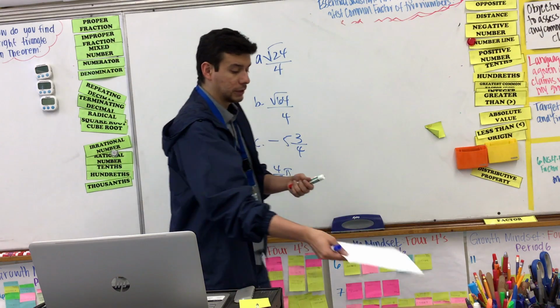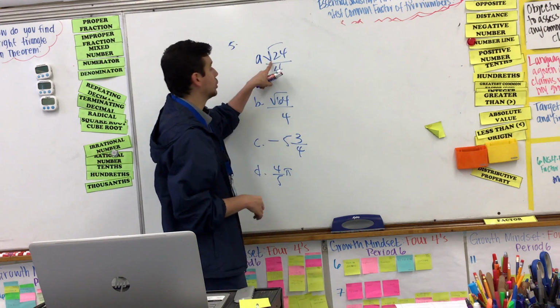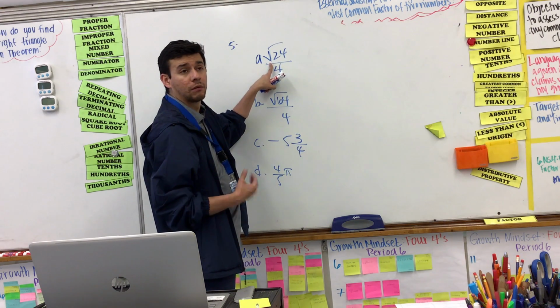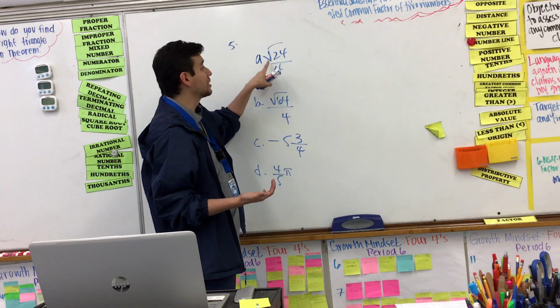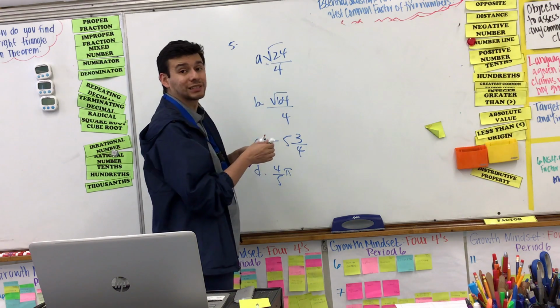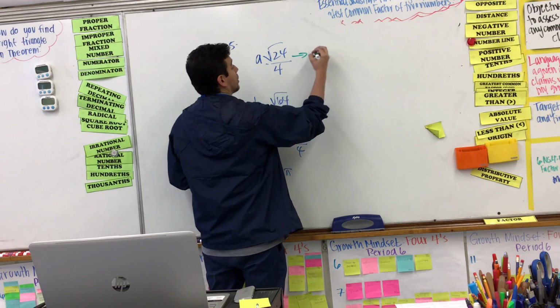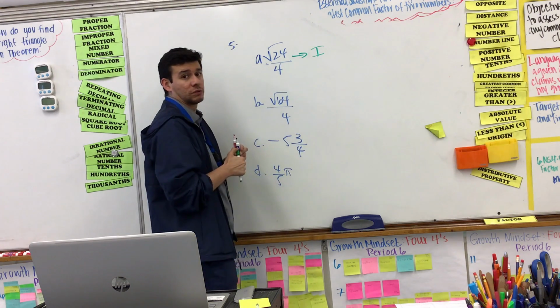Okay, let's look at the top one. Do you know what the square root of 24 is? You have to do a number line. So this is a non-perfect square root. Because it's a non-perfect square root, this is automatically going to be irrational.